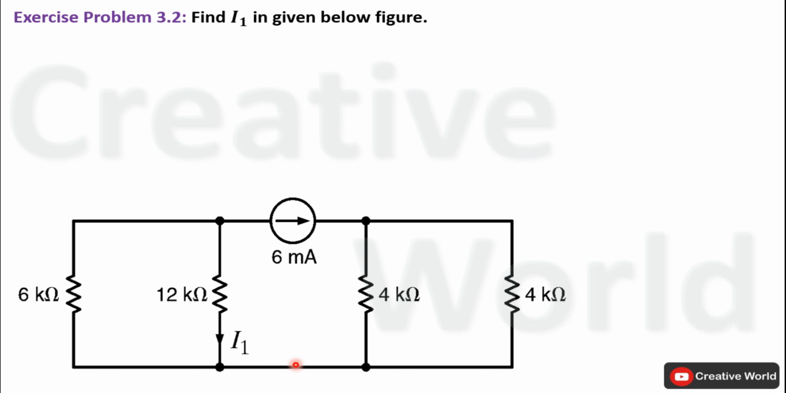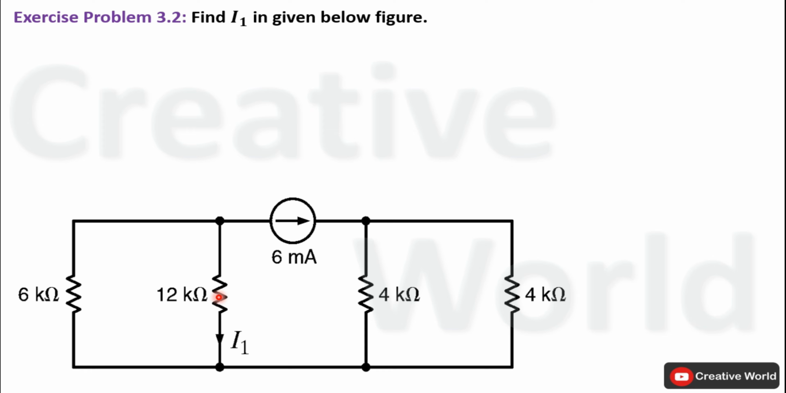Now we can say that on this node 6 milliampere current is entering and it will distribute among these two branches, and the ratio of distribution will be calculated using current divider rule. We are not interested to calculate the value of current through this branch, so we will skip it for now and we will apply current divider rule on this particular branch to calculate the value of current through this branch.